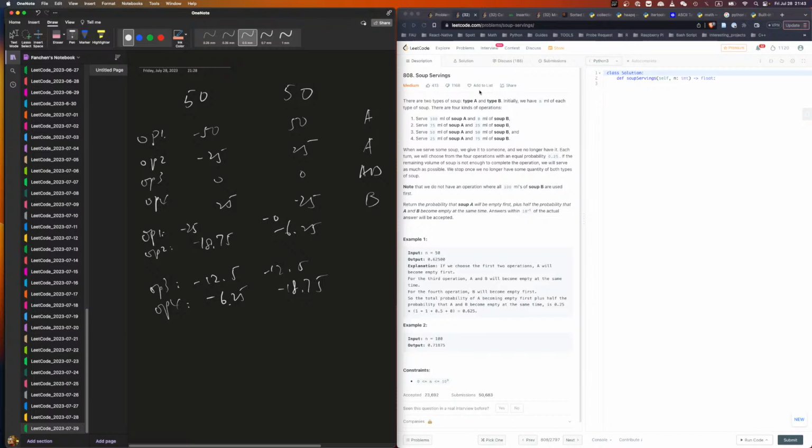Or I can do this. I take operation 1, okay? Then, after taking operation 1, we have whatever is remaining. Then we want to say, what are the combinations that can empty A? What are the combinations that can empty A?